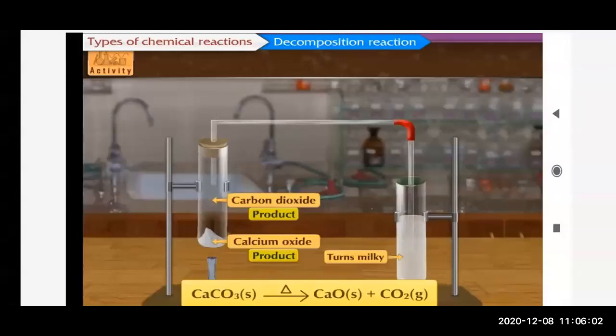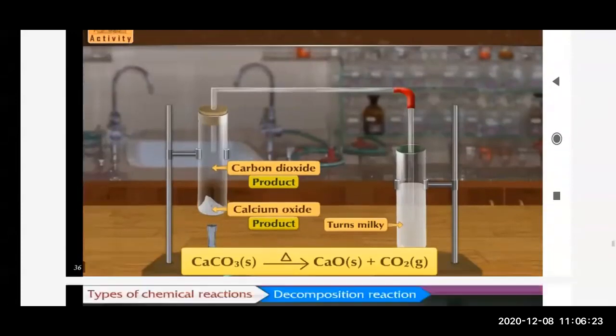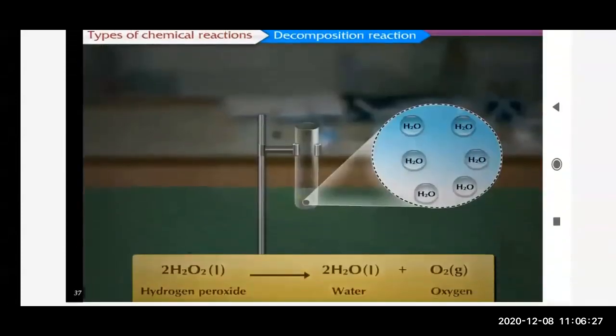Now here also, if you see, there is only one reactant, right? The reactant is calcium carbonate, and two products are formed, that is calcium oxide and carbon dioxide gas is released. So this is the second example. Now at last we will see what is the meaning of decomposition reaction. Now we'll move on to the next activity, that is the third example, of hydrogen peroxide.